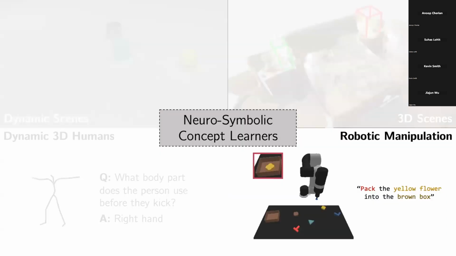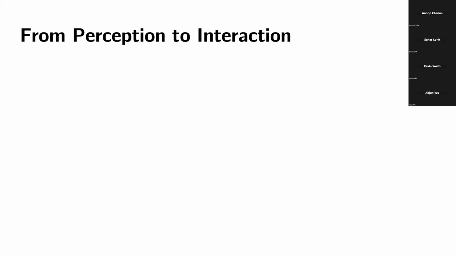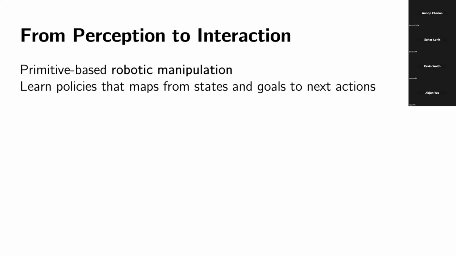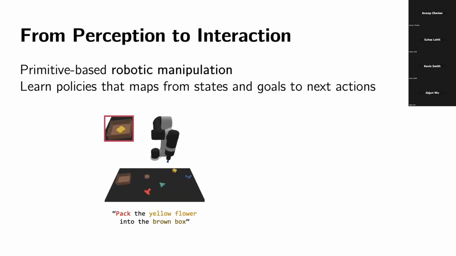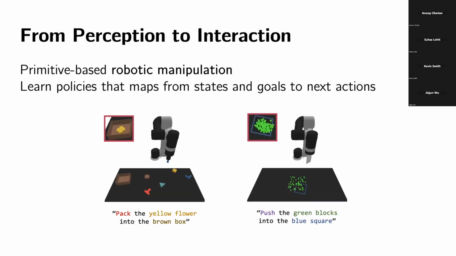And finally, a little bit about robotic manipulation. Of course, eventually you always want to go from perception to interaction. So here we're advocating a style of primitive-based robotic manipulation. You want to learn policies that map from states and goals to the next actions. For example, how can you pack the yellow flower into the brown box, or push the green box into the blue sphere.